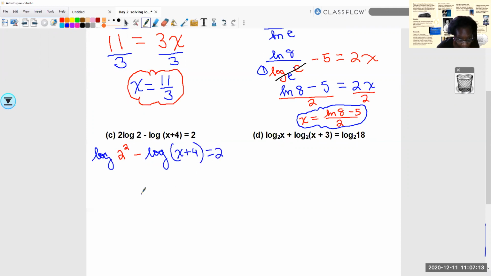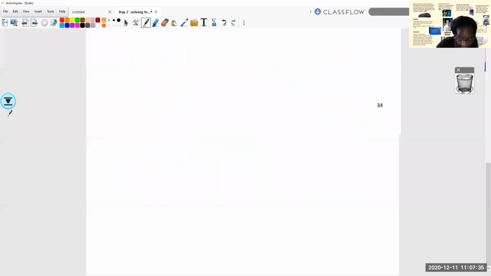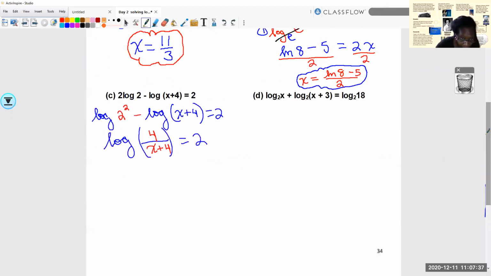All right, now I'm going to go ahead and consolidate. This is our quotient property, 4. 2 squared is 4. x plus 4. Then you say to yourself, how do you solve log equations? You have to remember to convert to exponential form. You need a base. This is the common log. Common log is base 10.